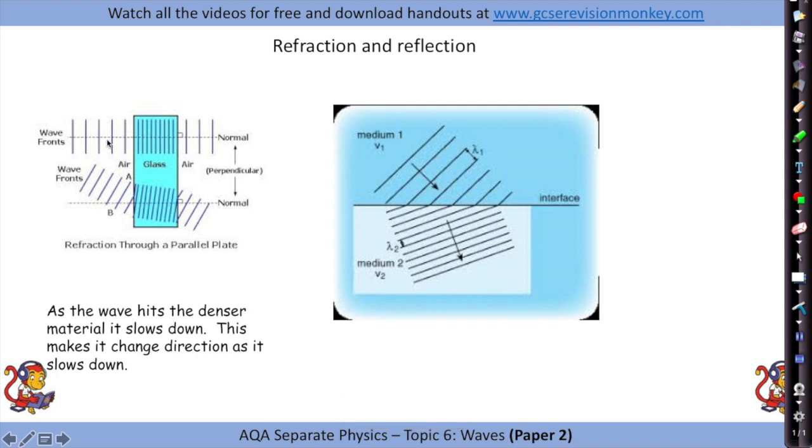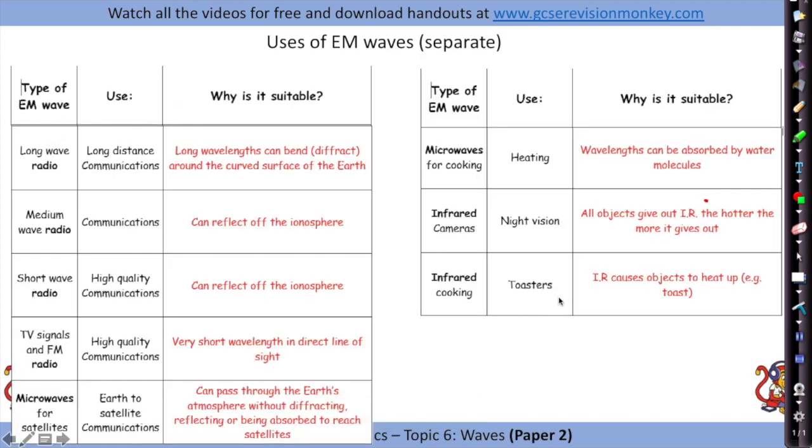Okay, and here we can see those same wavefronts going into a block at 90 degrees. When they're at 90 degrees to the surface of the block, again, they'll slow down, so they won't change direction. The wavelength will just get shorter.